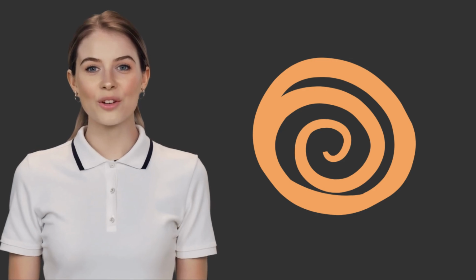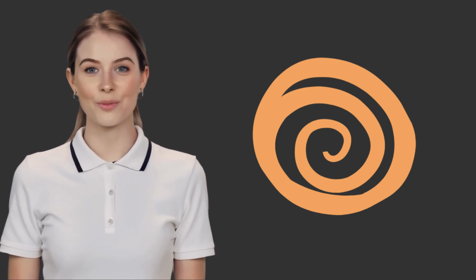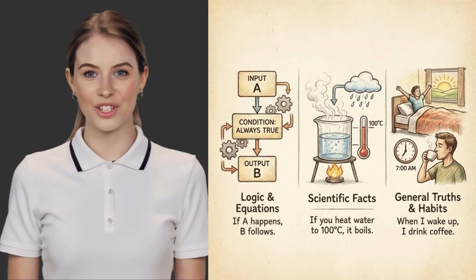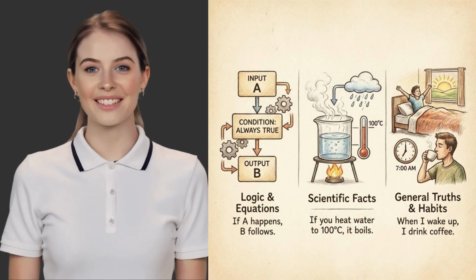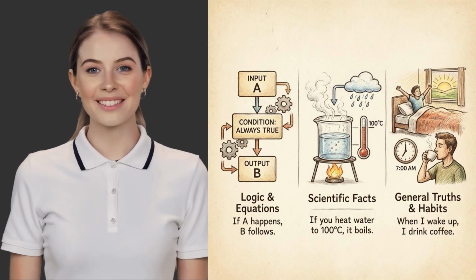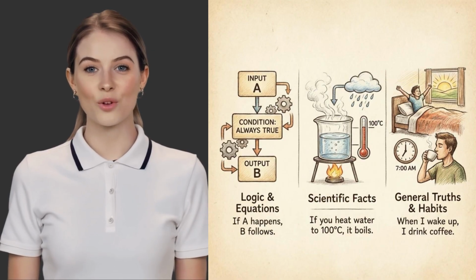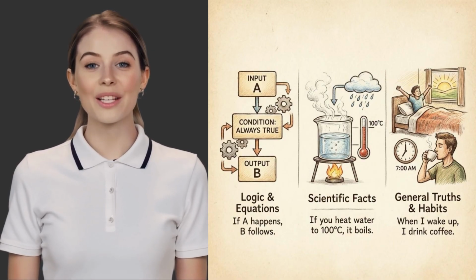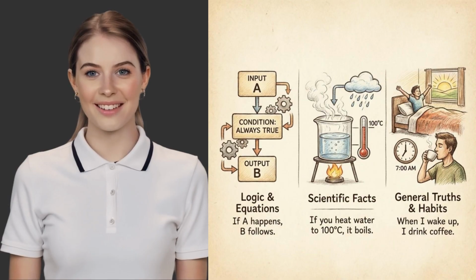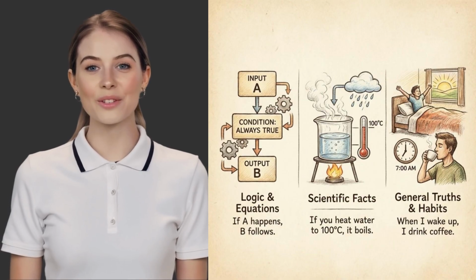The zero conditional is essentially the logic of the universe put into words. Think of it like a simple machine or a mathematical equation where input A always creates output B. It isn't about guessing what might happen in the future or regretting the past, but rather describing how things work. We use this to talk about scientific facts, general truths, and absolute habits.